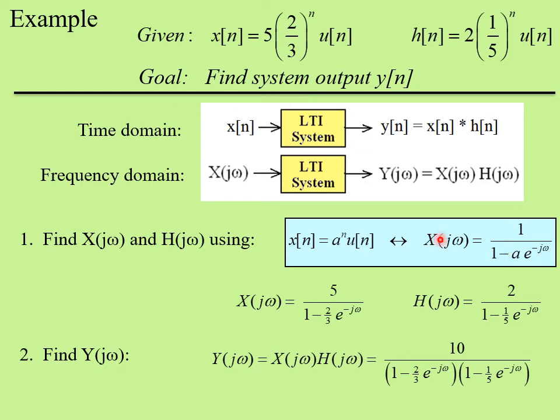The next thing we can do is write the Fourier transform of the output. So Y of j omega is just equal to X of j omega times H of j omega. So we take this function here and multiply it by this function here. That's why we have the 10 on the top: 5 times 2 is 10. And on the bottom we have this term multiplied by this term, so I put each of those in parentheses. Okay, now let's go to the next slide.